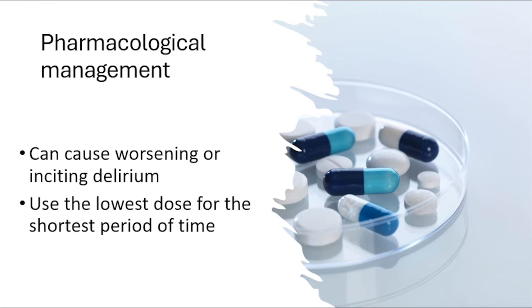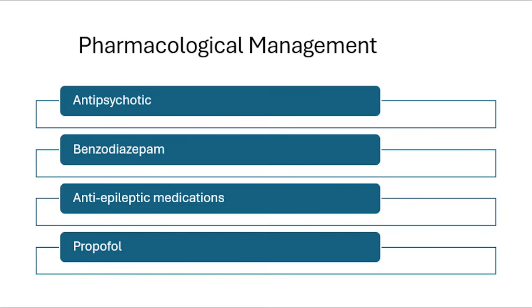Again, pharmacology can cause worsening of delirium, right? And use the lowest dose for the shortest period of time. So we know some antipsychotic medications, benzodiazepines, anti-epileptic medication, and propofol. Antipsychotic medications have side effects on their own, like QT prolongation, worsening the delirium, right? Benzodiazepines, they use some analgesics like morphine as well. They're just to contain the behavior, right? It does not change the outcome.